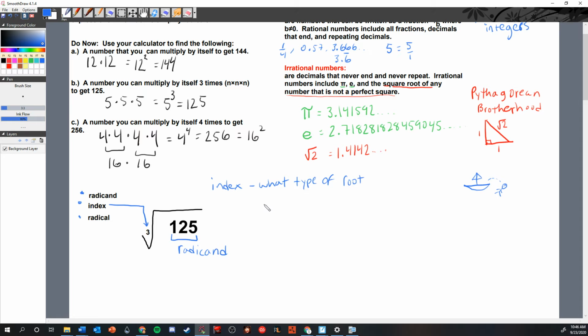If we think about square roots, we never write a little 2 here, but when we take square roots, the index is 2. We just use square roots so often that we skip writing the index for it. But a little 3 means I'm looking for the cube root of 125. So I want to know, what do I cube to get 125? Oh, we cube 5.